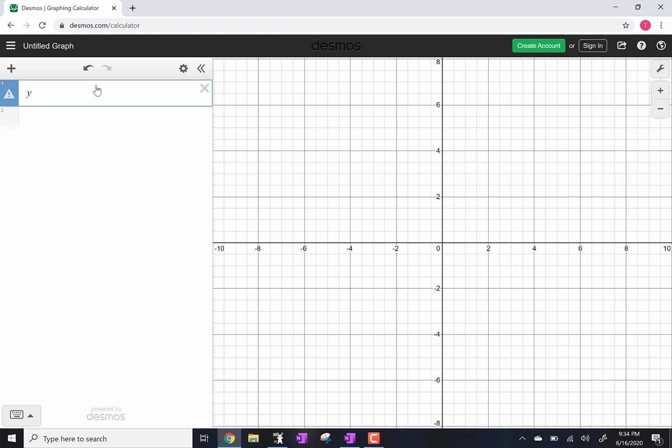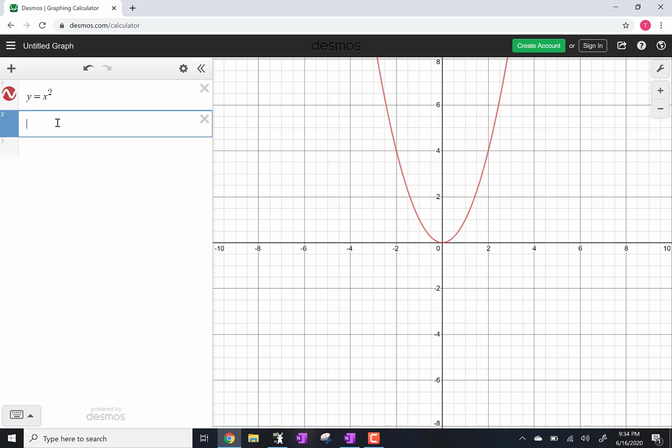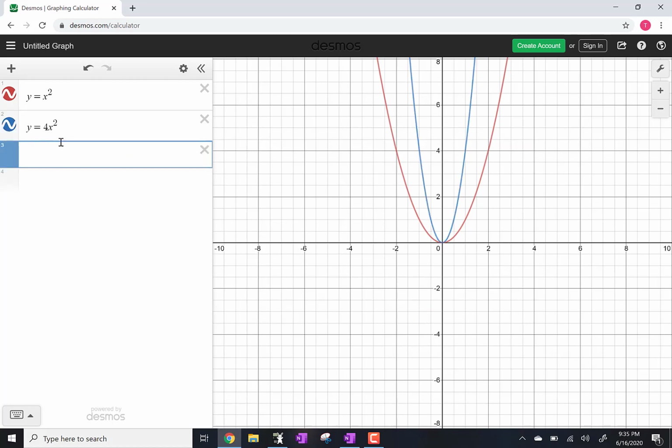So y equals x squared. And then we're going to look at y equals, let's do 4x squared. Notice what happened. The red line is just y equals x squared. And if I put a 4 in front, we had a stretch, right? Where if I put in 0.25 x squared, what's going to happen is it gets wider.